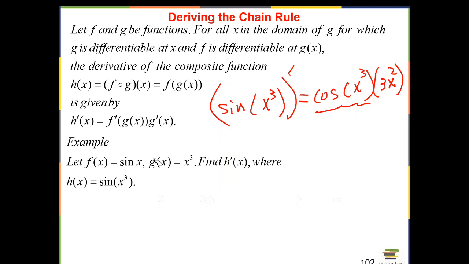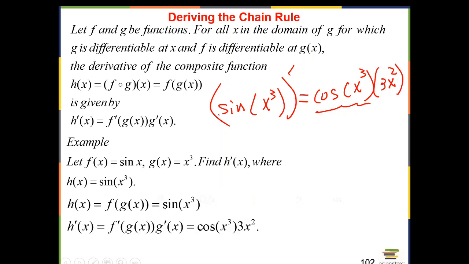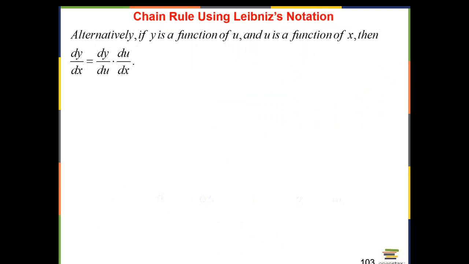That's the formula. So the derivative of sine x to the third would be cosine x to the third times what? 3x squared. Remember, 3x squared is not the argument of cosine. That's why we like to write it maybe before cosine, like this, right? We multiply by the derivative of the inside function. So that's the formula. So can we prove it? Yes, we can prove it this way.